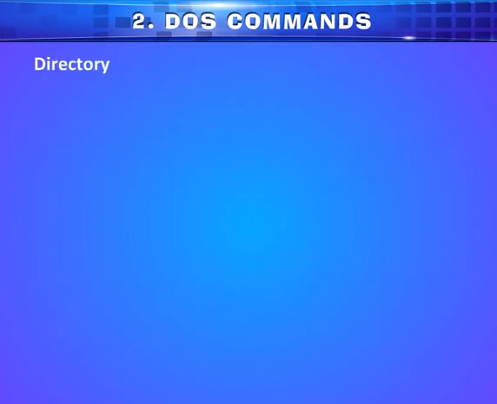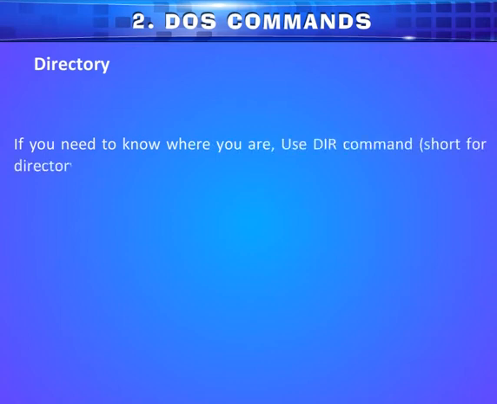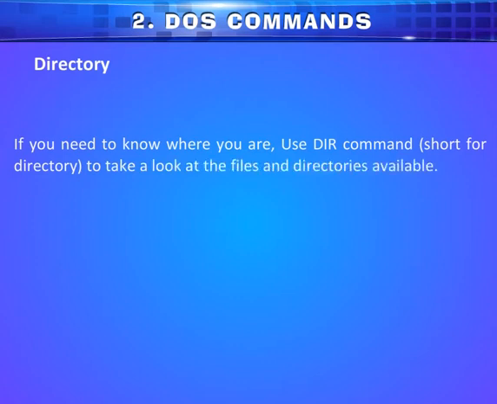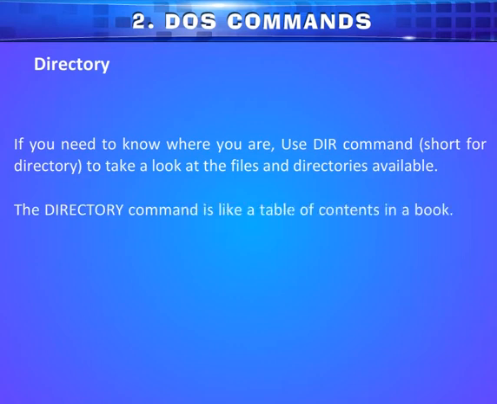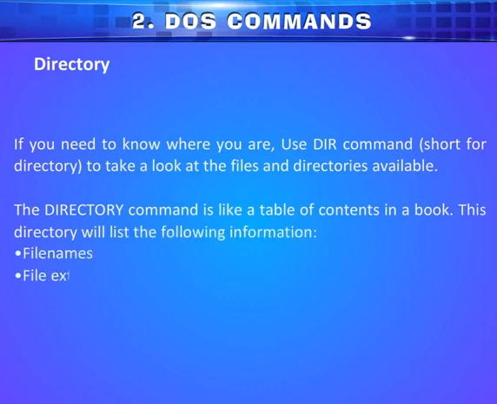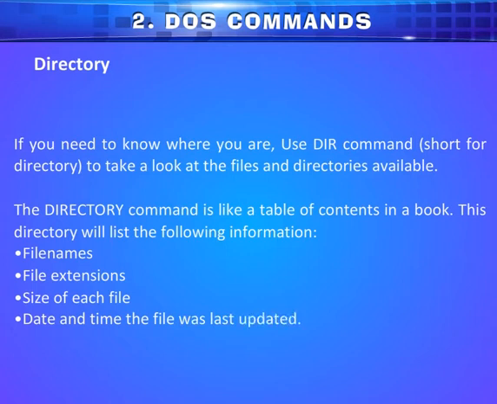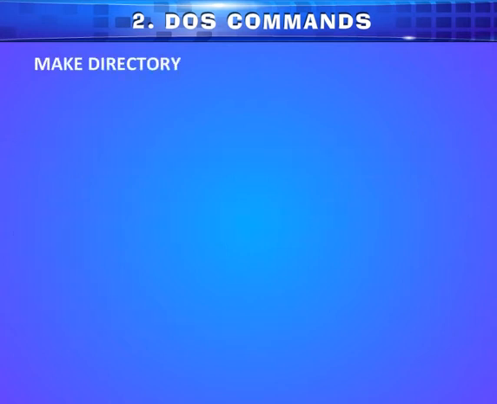Directory. If you need to know where you are, use the dir command. It is short for directory, to take a look at the files and directories available. The directory command is like a table of contents in a book. This directory will list the following information: file names, file extensions, size of the file, and date and time the file was last updated.